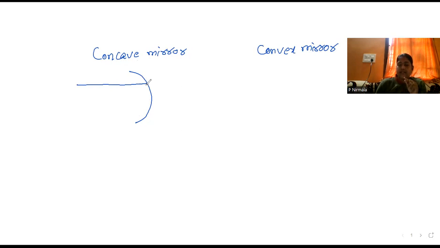So light is incident, so which part is it incident on? As in a cave, this is a concave mirror. If light is incident on the mirror like this, not on the cave side but on the behind of that mirror, this is called a convex mirror. The other side is coated. This side it is coated. Fine. So these are the mirrors.